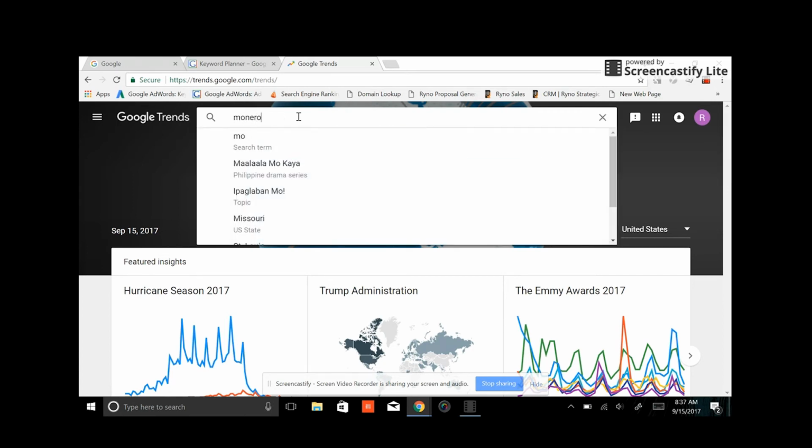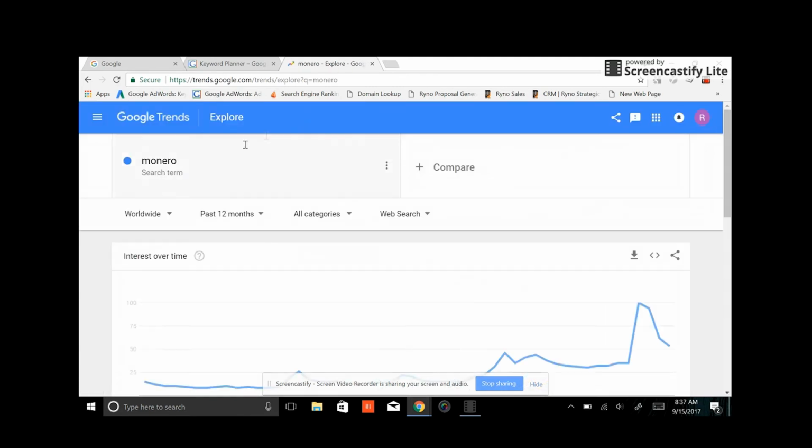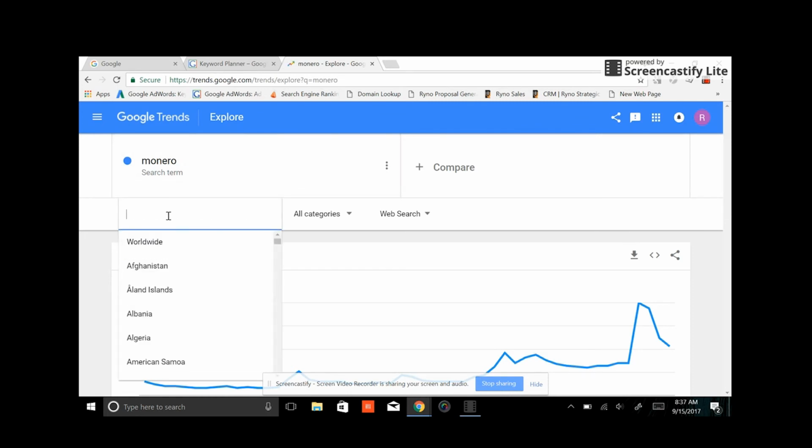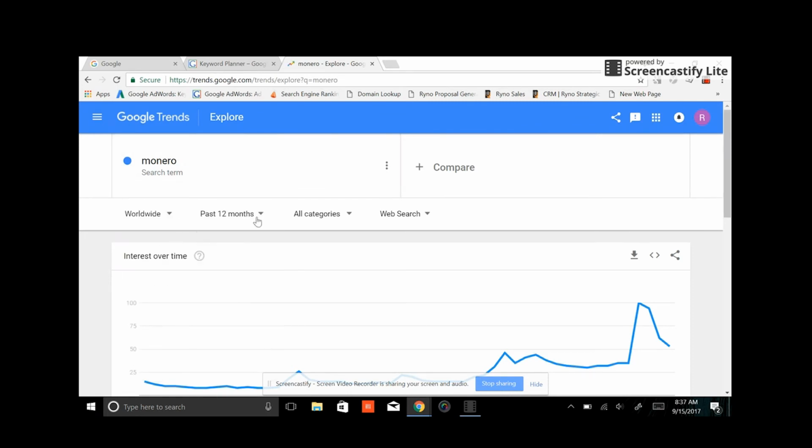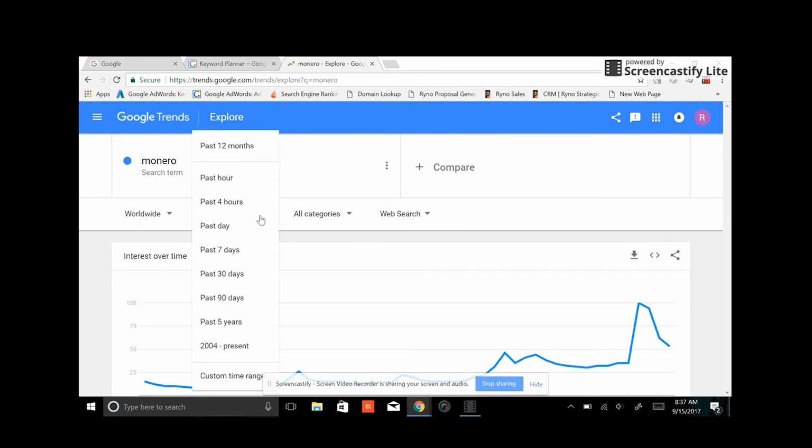I'll start by typing in one. I'm going to type in Monero. Go ahead and hit enter. As this comes up, you'll see I have a couple different options to narrow down my geography. We're going to leave it at worldwide right now. We can look at different time frames. You can come in and look at a custom time frame if you want to. We'll look at the last year for now.